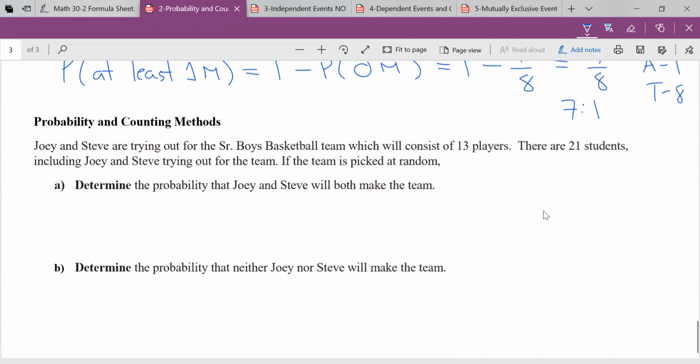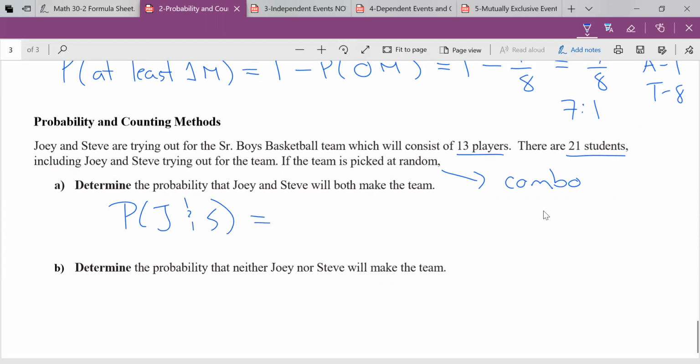All right, last question. Let's mix in some probability and counting methods a little bit more here. So Joey and Steve are trying out for the basketball team, which consists of 13 players. There's 21 students, including Joey and Steve, trying out for the team. If the team is picked at random, I'm a combination because order doesn't matter. Okay, what's the probability that Joey and Steve make the team? So probability Joey and Steve.